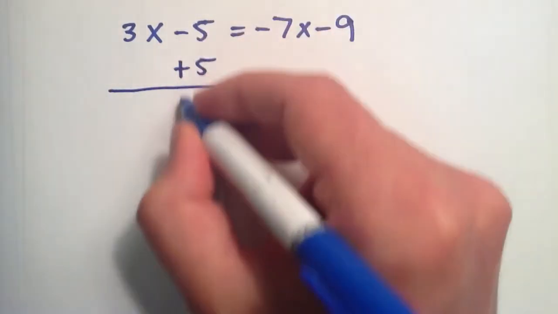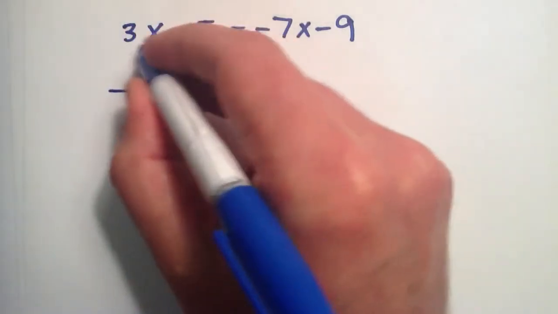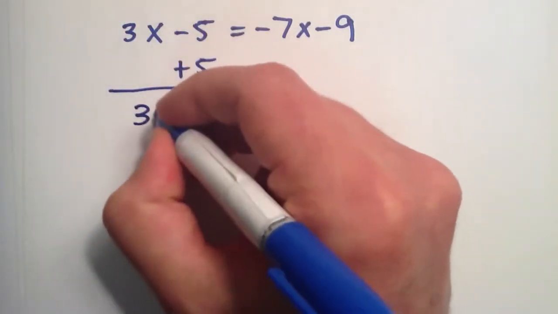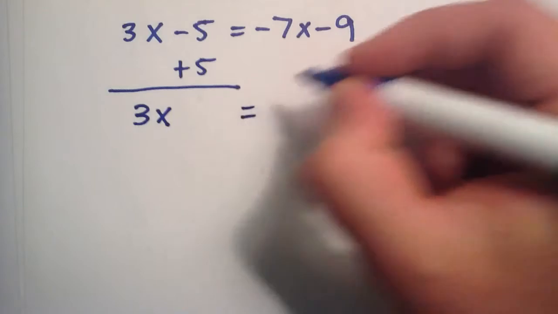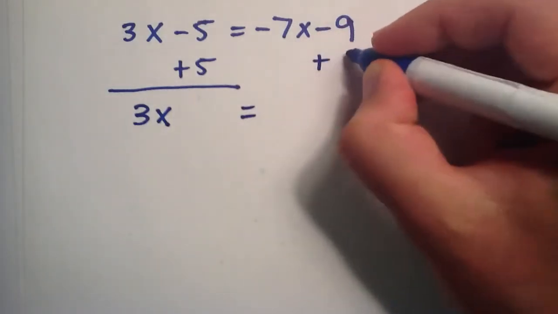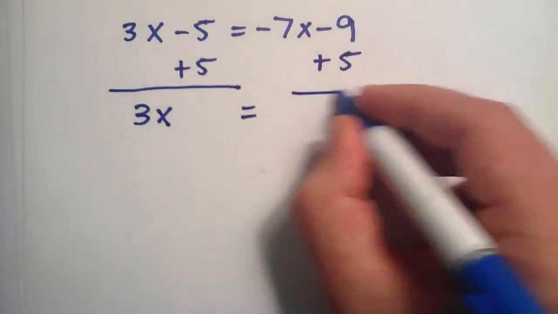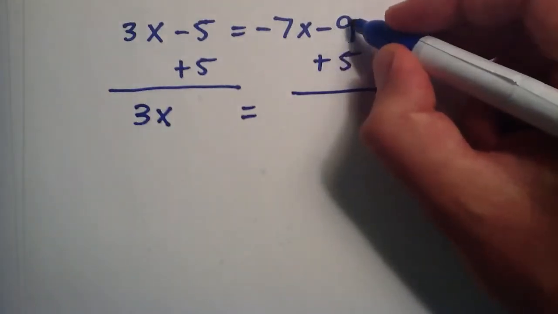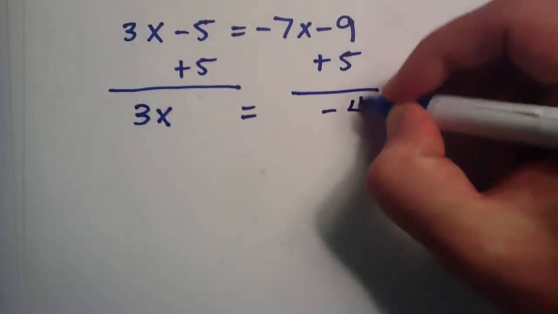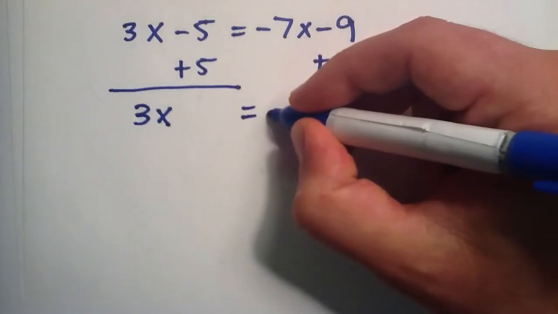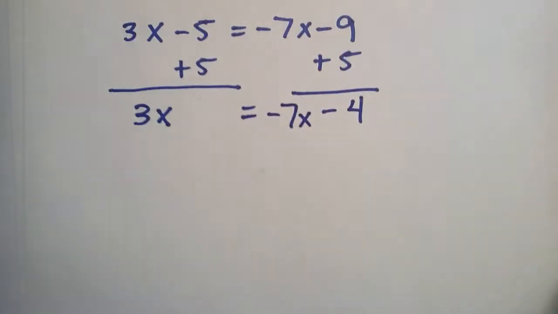Positive 5 and a negative 5 gives us 0. And we didn't change the x's, so this is simply 3x. And that's going to be equal to this expression plus the 5 as well, to make it the same. Now negative 9 plus 5 gives us a negative 4. And we didn't change the x's, so this is negative 7x.